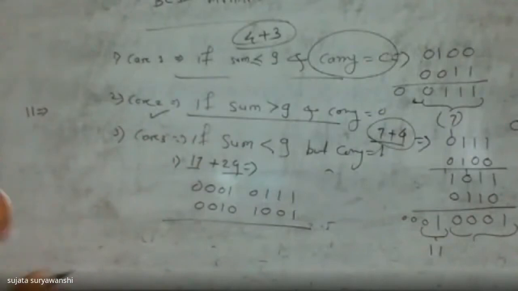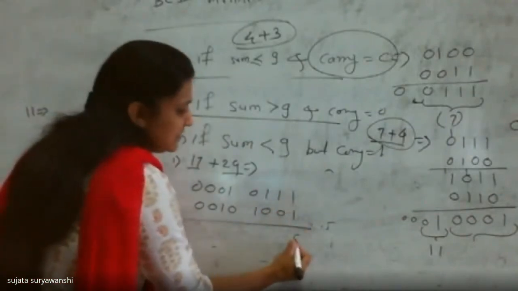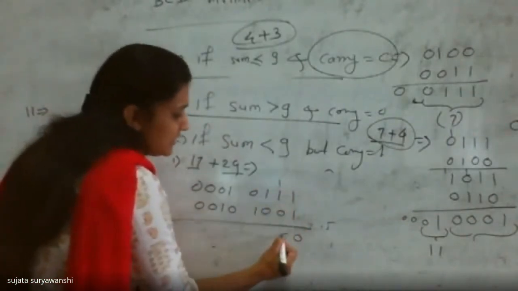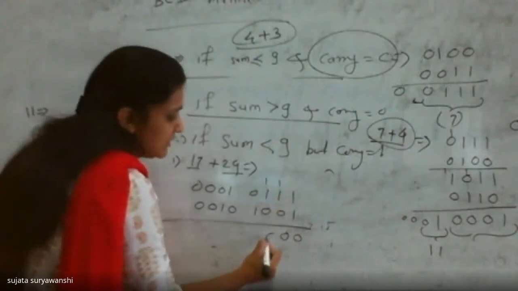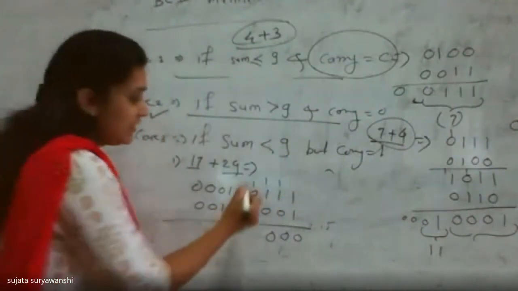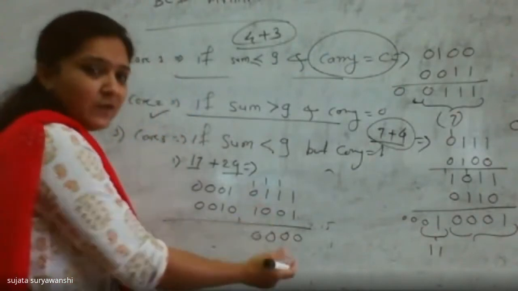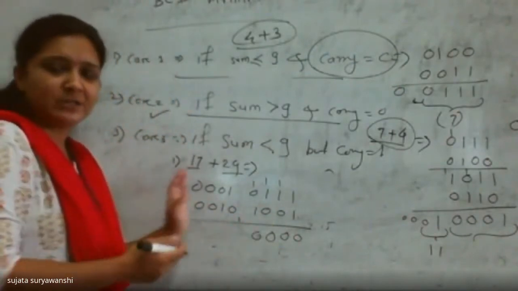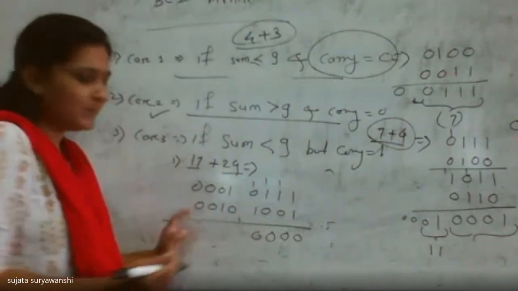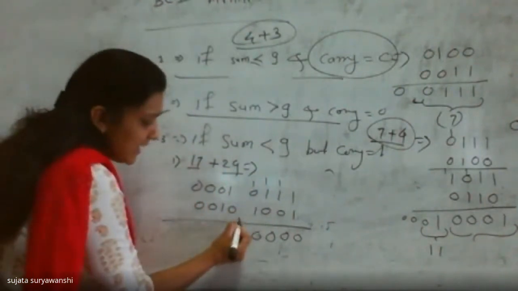Okay, then here 1 plus 1, 0, carry 1. Then 1 plus 1, 0, carry is generated. That will be shifted to the next nibble. Next nibble means next 4-bit binary number. Okay, so that one is added here.